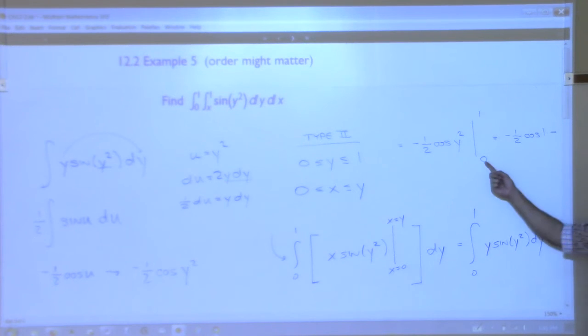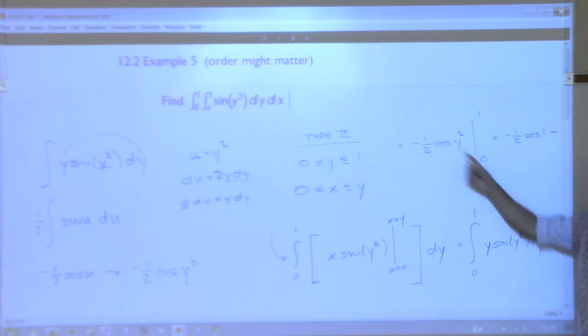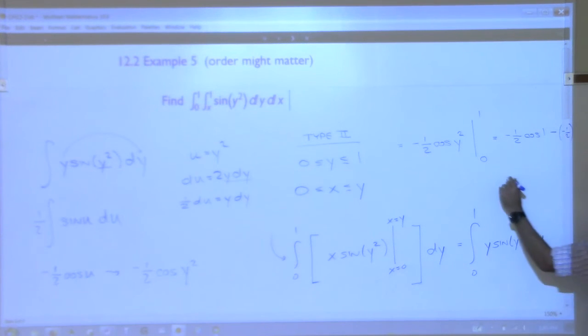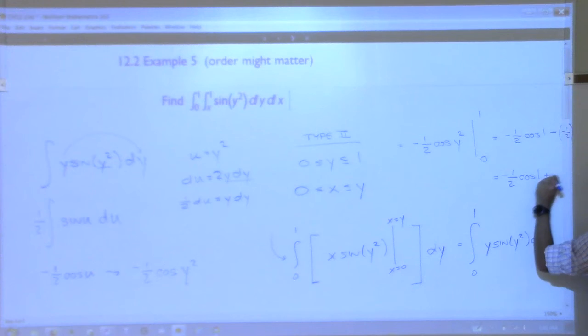When we plug in 0, what's cosine of 0? 1, right? So cosine of 0 is 1, so we get minus negative 1/2. I think we're getting negative 1/2 cosine of 1 plus a half. That's what we got.